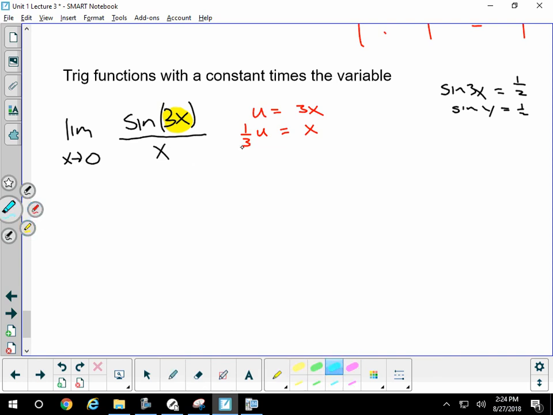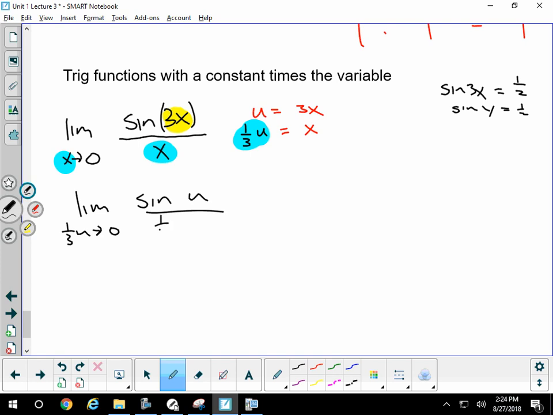So instead of x, I'll put 1/3 u. And let me just rewrite this again. The limit as 1/3 u approaches 0 of sine of u over 1/3 u. Okay, now we've kind of gotten rid of that 3 inside the sine. But we got some other stuff going on.